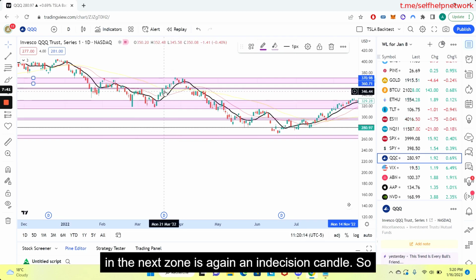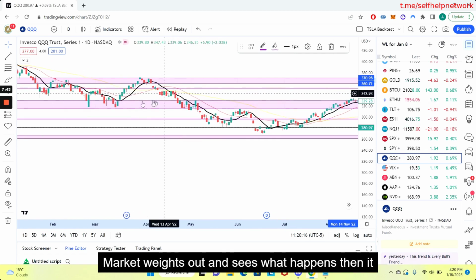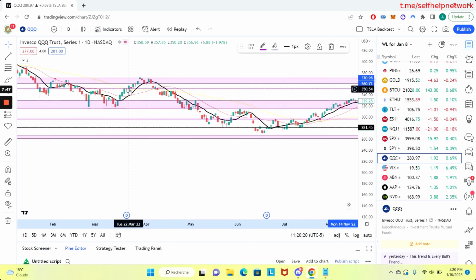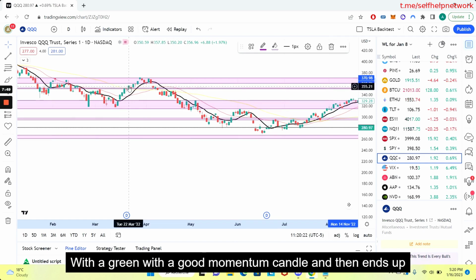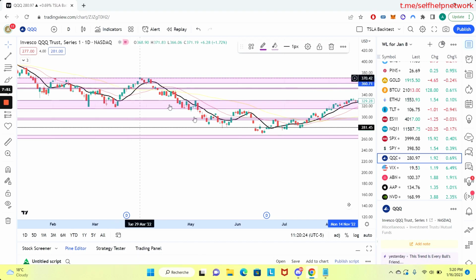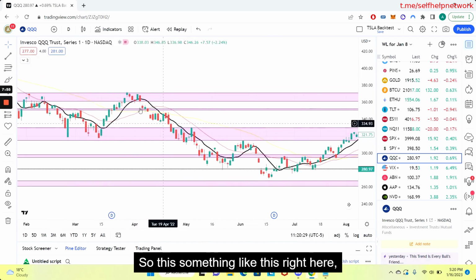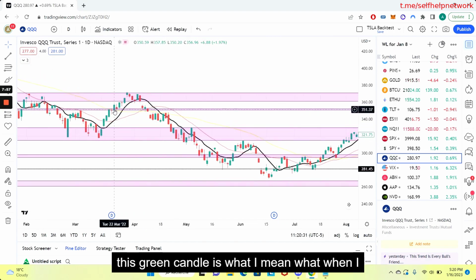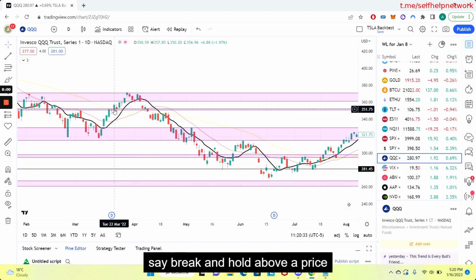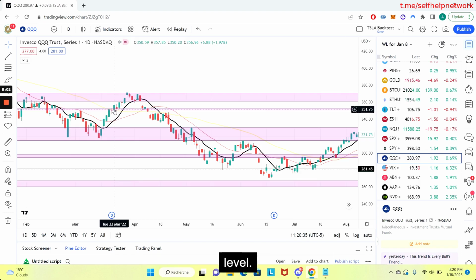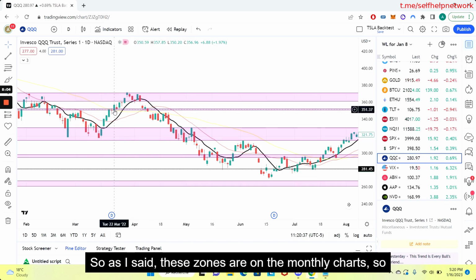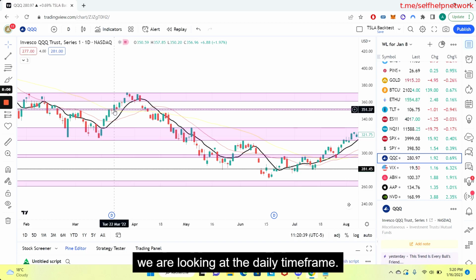What happens in the next zone is again an indecision candle. So market waits out and sees what happens. Then it leaves this zone with a good momentum candle and then ends up at the next zone. So something like this right here, this green candle is what I mean when I say break and hold above a price level. So as I said, these zones are on the monthly charts. So we are looking at the daily time frame.